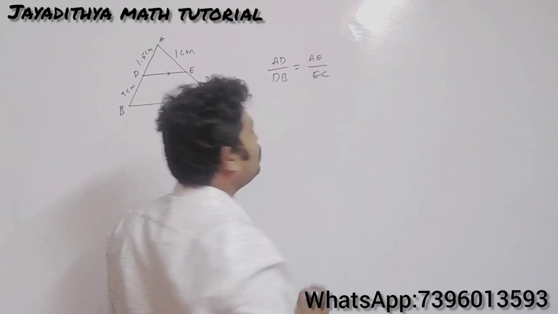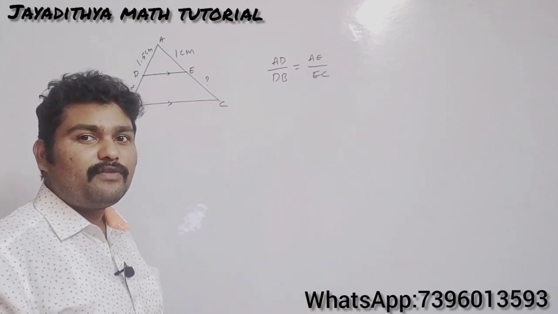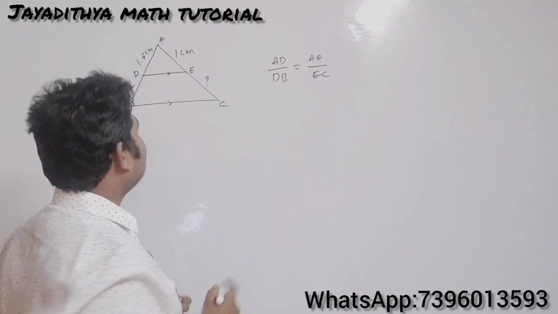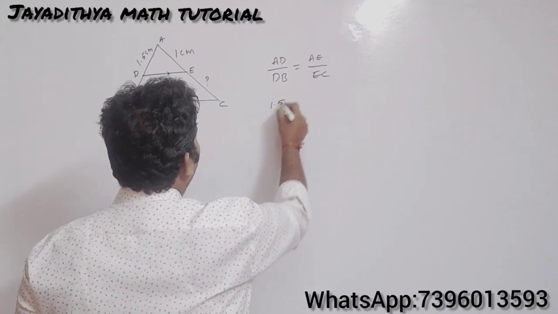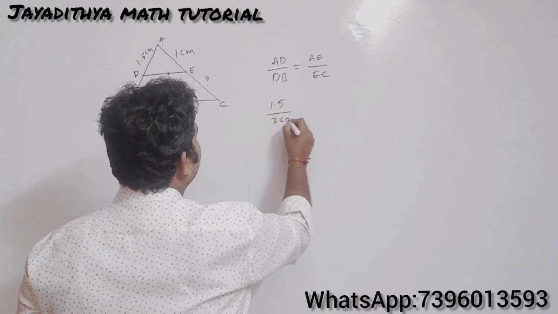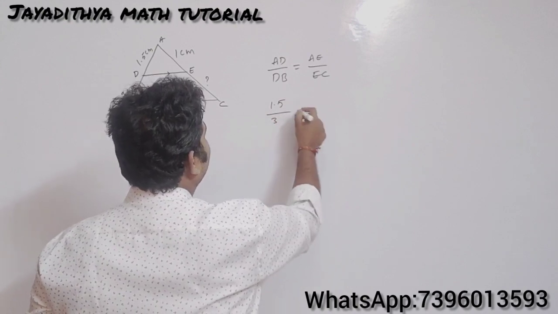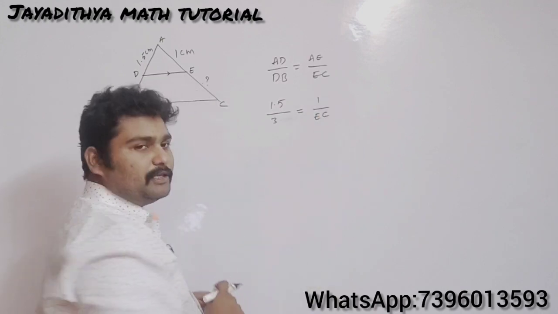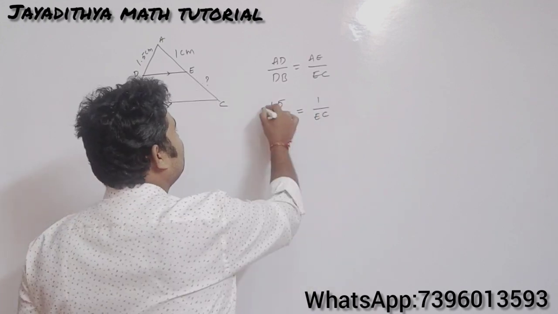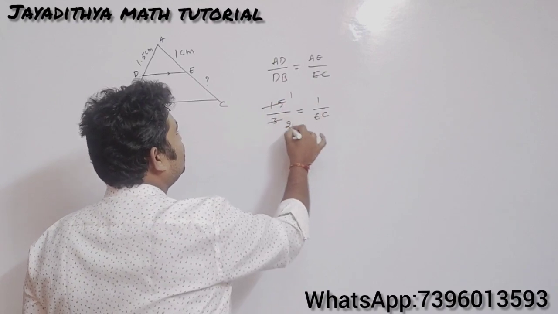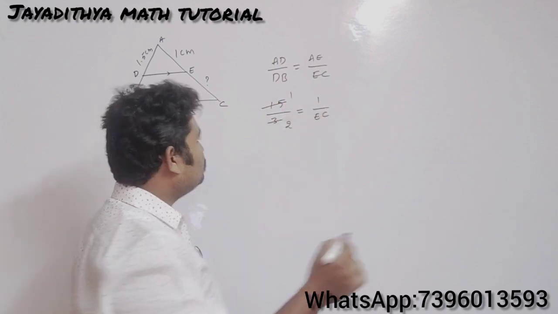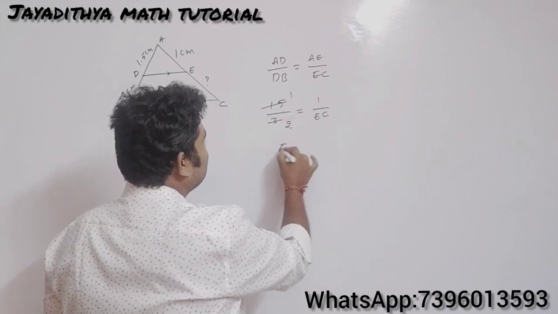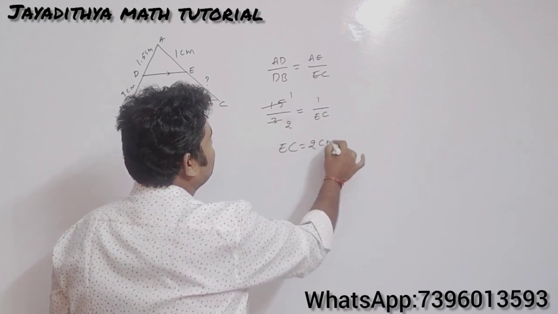Now here our goal is to find the dimension of EC. So substitute all the values given here. AD will be 1.5 and DB is equal to 3 centimeters. You need not write units here. And AE is 1 and EC you need to find. If you simplify, this will be 1.5 ones are 1.5, twos are 1.5, ones are 1.5, twos are. So the numerators are equal, so the denominators must be equal. Therefore EC is equal to 2 centimeters.